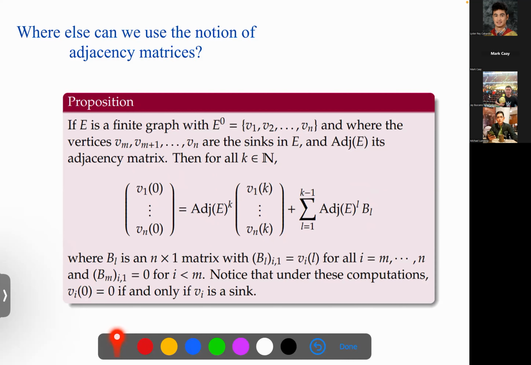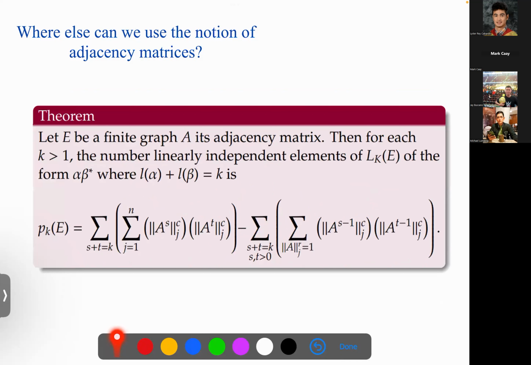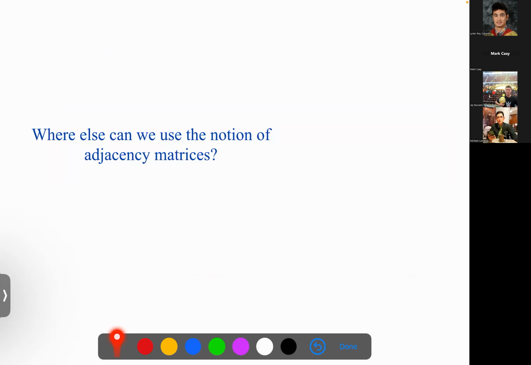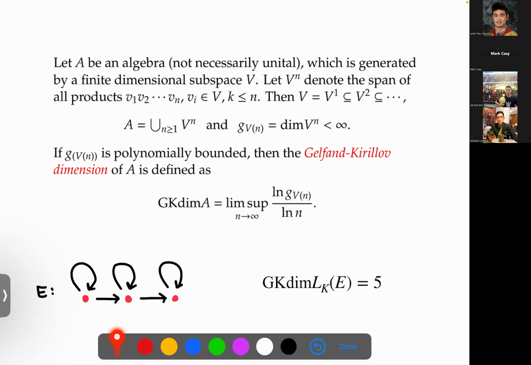Next, where else can we use that? We can also use adjacency matrix in computing the number of linearly independent elements of your Leavitt path algebra of length k. Again, I will not explain what's happening here, but the idea is just how useful the adjacency matrix is. But where else can we use the notion of adjacency matrix?